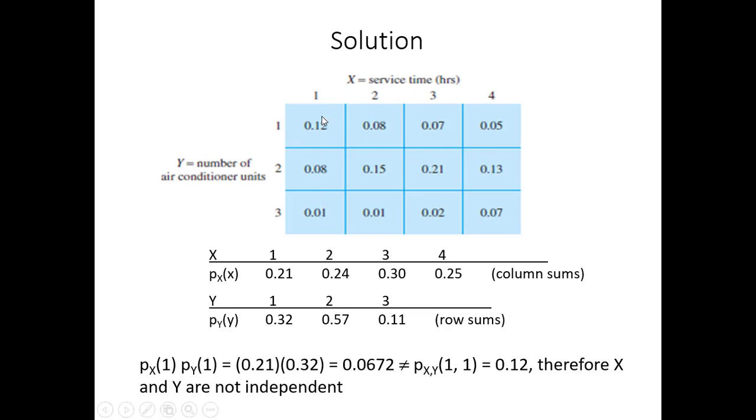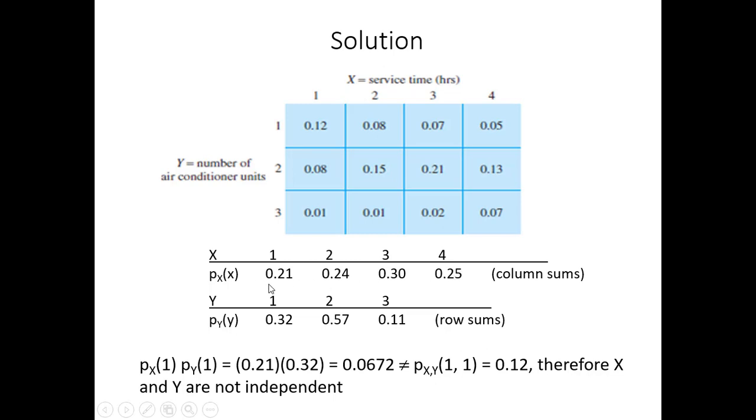So when I add these three numbers, I get 0.21. When we add over here, we get 0.24. Adding the third column, you can see we get 0.30, and the fourth column gives us 0.25. So here I have a new probability distribution function, right? One quick check is that these numbers should all add up to 1, right? And of course, you should not have any negatives, and the numbers should be less than 1.